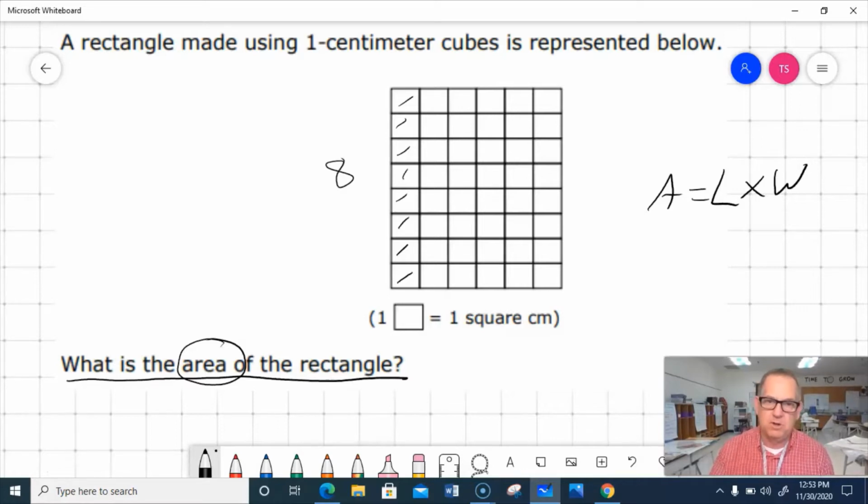I'm going to double check just to make sure. For third grade, it's always good to double check. So I'm going to count again. 1, 2, 3, 4, 5, 6, 7, and 8. So I double checked it. I counted twice. It's 8.